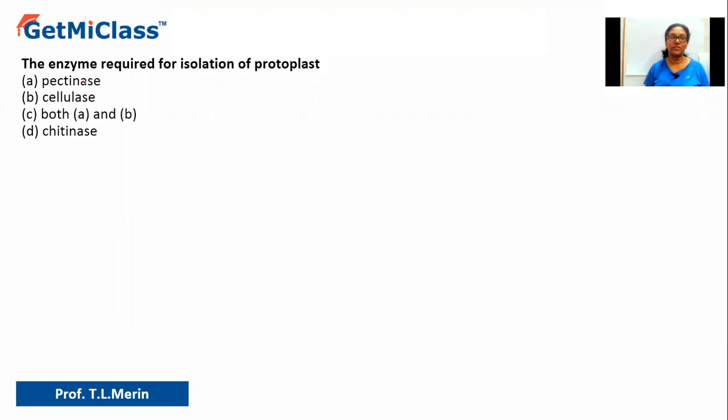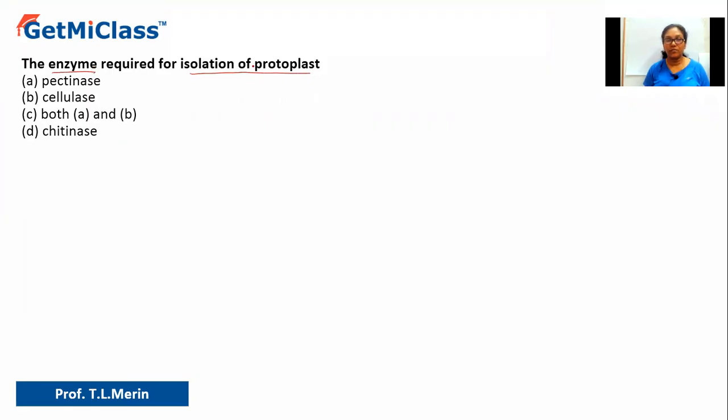Today we are going to solve this question which says the enzyme required for isolation of protoplast is option A pectinase, option B cellulase, option C both A and B, option D chitinase. So let us understand the question. The question says the enzyme required for isolation of protoplast. So which among these is an enzyme used for isolation of protoplast?